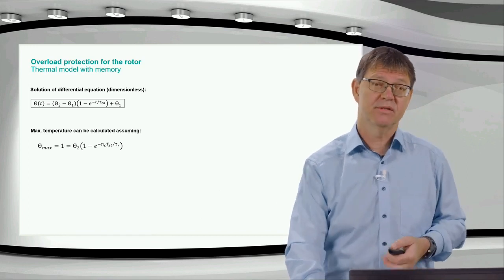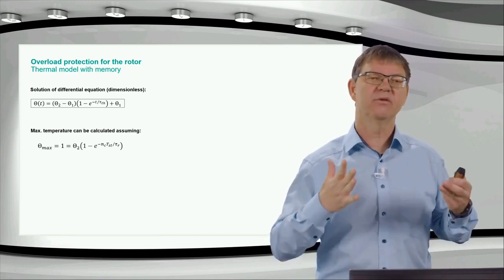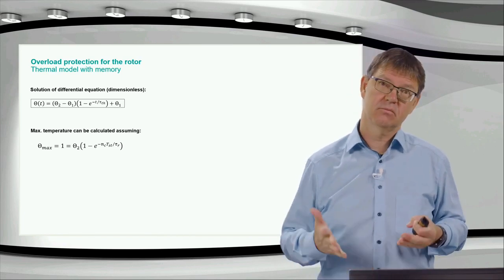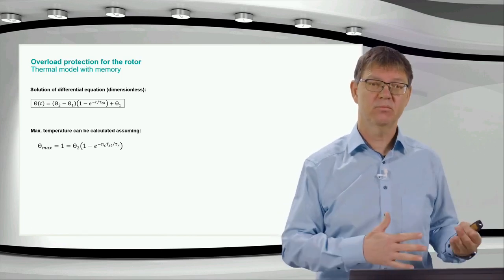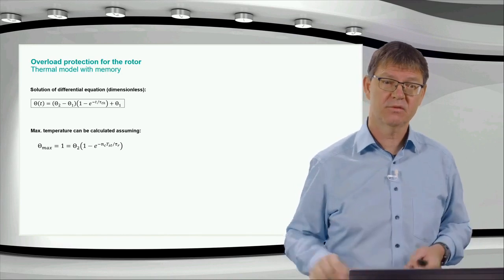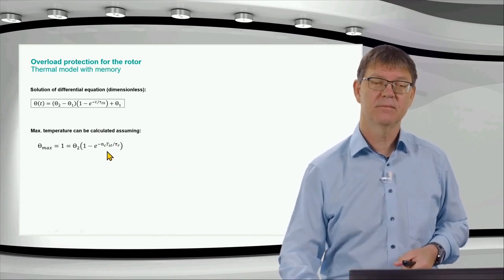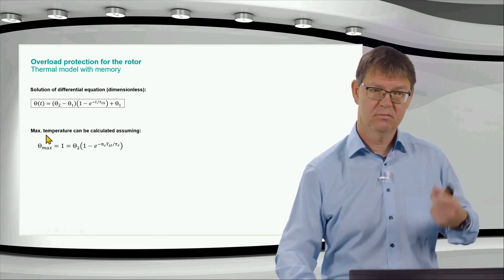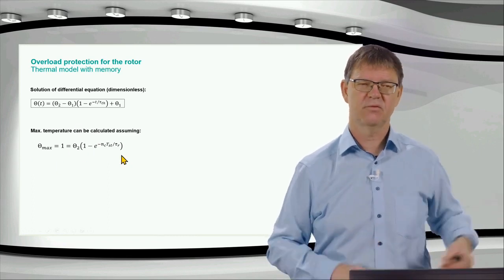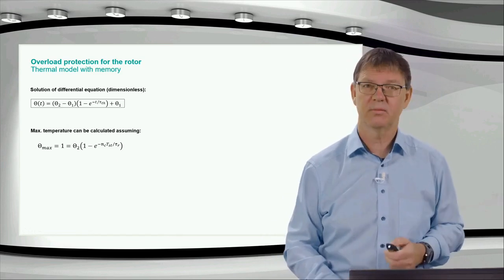Okay, maximum temperature, as already said, is 1. Then we give the tripping command. Now we can assume that we get this maximum temperature if we start n times from the cold start times the starting time here. And then I get my maximum temperature. So 3 starts from cold bring me directly to the maximum temperature.